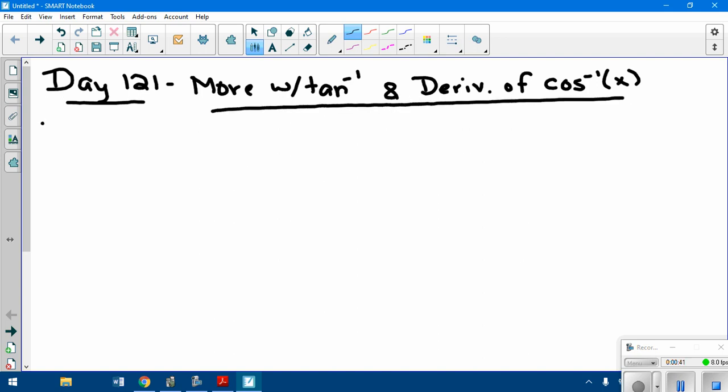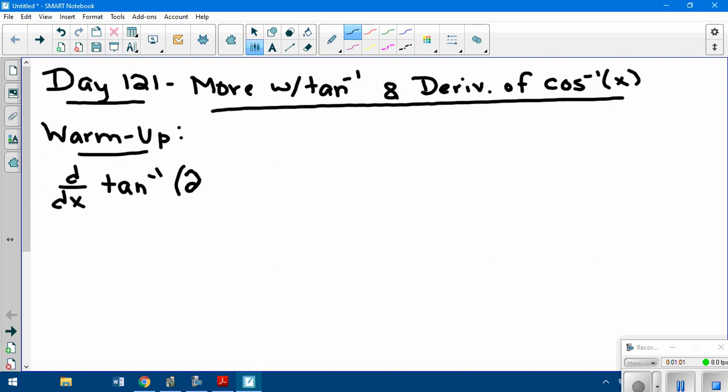Okay, so let's try the warm-up. It's been a couple days since we did these trig inverse derivatives and integrals, so let's review a little bit. Let's say I want the derivative of tan inverse of 2x to the 6th. What would you do?